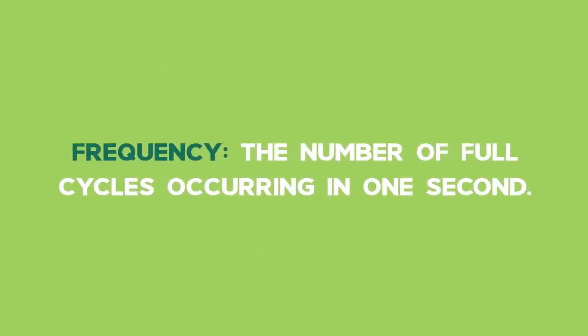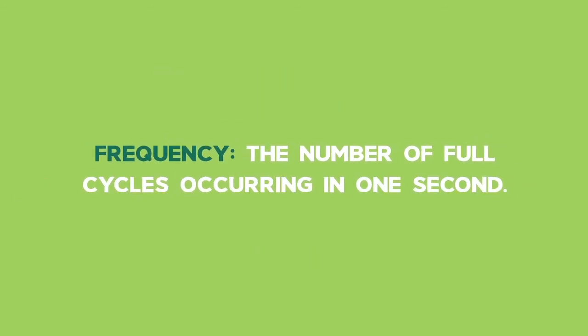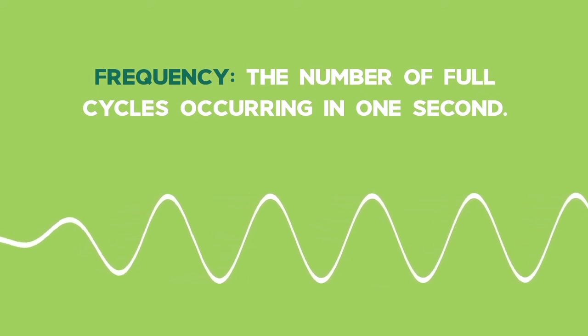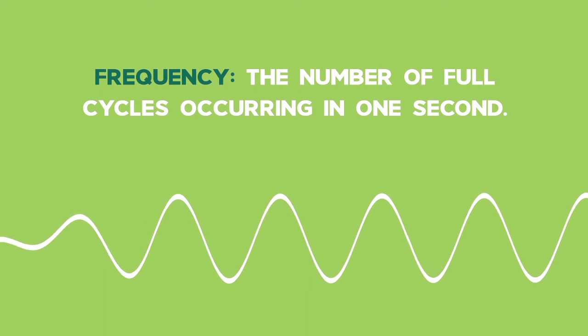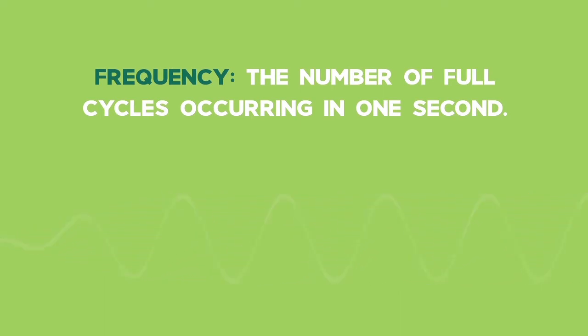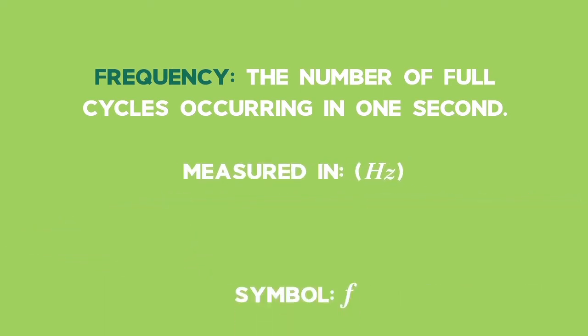Closely related to period is frequency. If something is frequent, it happens often. So when we describe the frequency of a wave, we define it as the number of times that the wave completes a cycle in a second. It has a unit known as Hertz, or Hz for short.